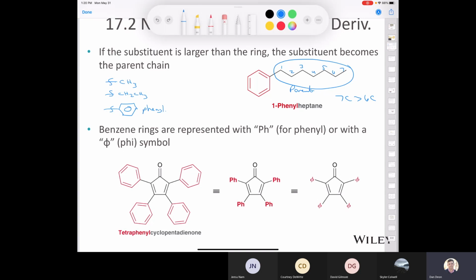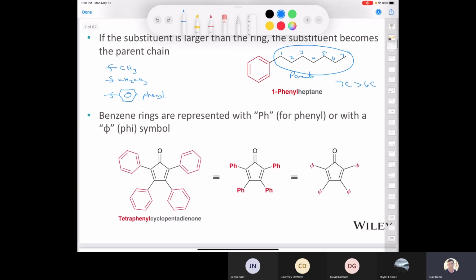Now, phenyl as a substituent, when you have a lot of them, can get a little cumbersome to write down and to draw all these 6-membered rings. So let's say you had this molecule here, tetraphenylcyclopentadienone. We've got 4 phenyls here. So we can shorten phenyl with Ph, or sometimes we use the Greek symbol phi.